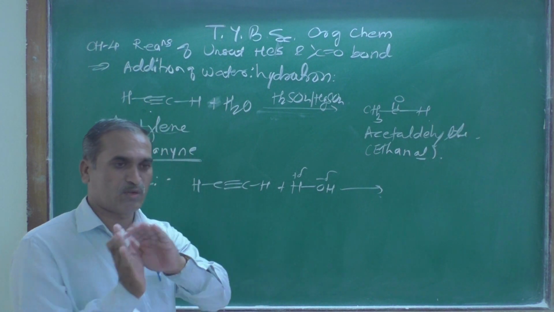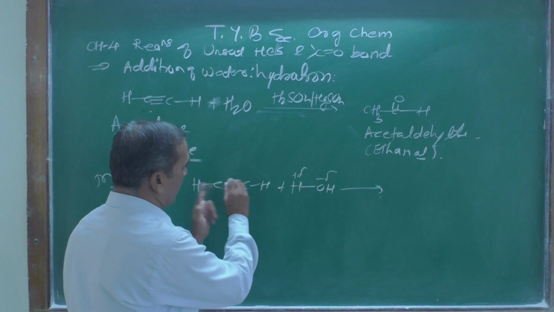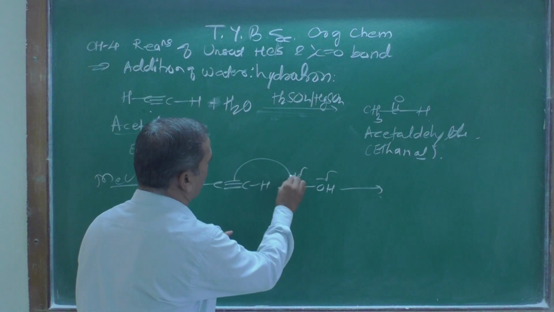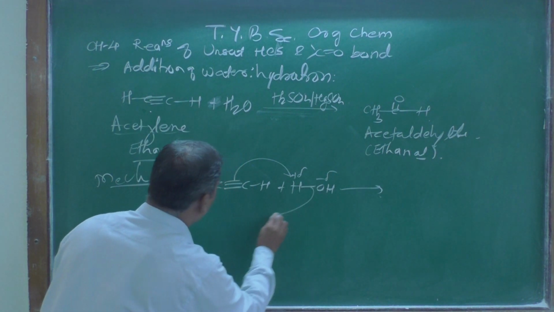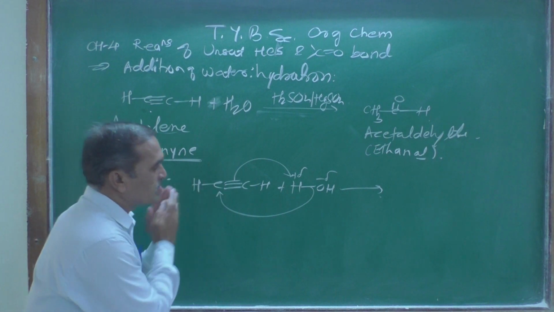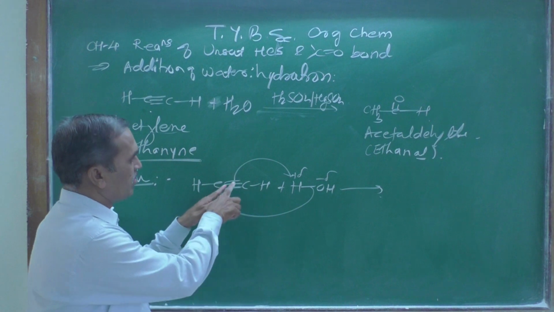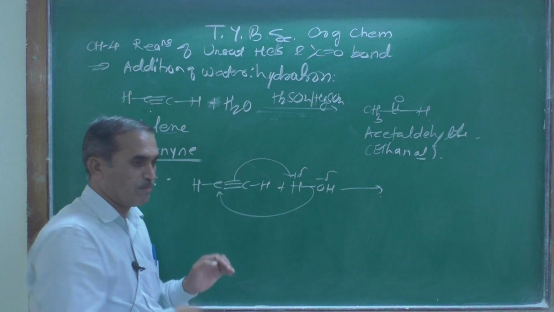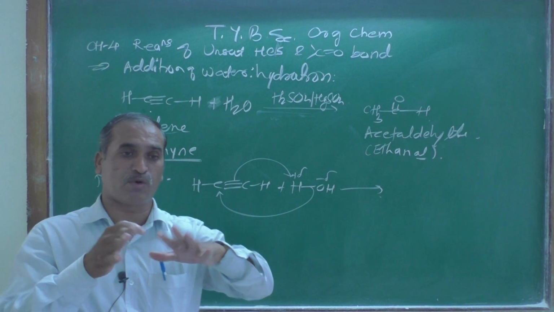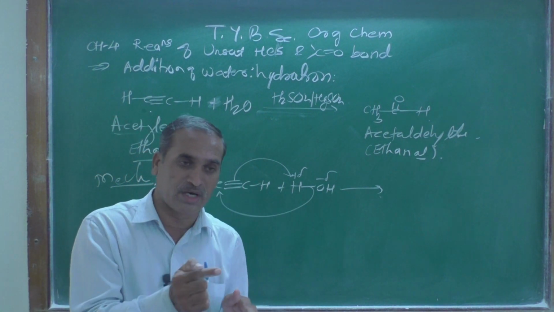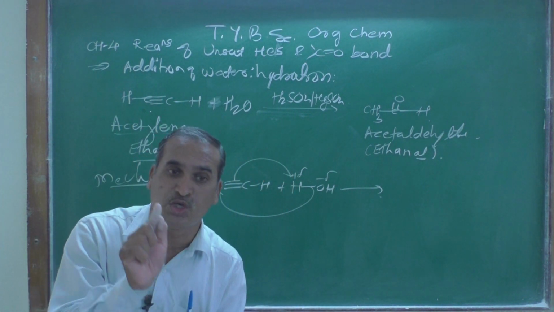Now what is going to happen? As we know, electrons flow from a higher level to a lower level, so the pi bond shifts, forming a bond with this hydrogen atom. At the same time, the hydroxy group attacks this carbon atom, because it seems to be electrophilic in nature. In this case there will be no formation of a carbocation. The resulting species obtained is known as an enol.